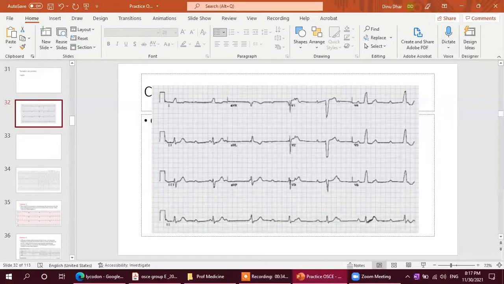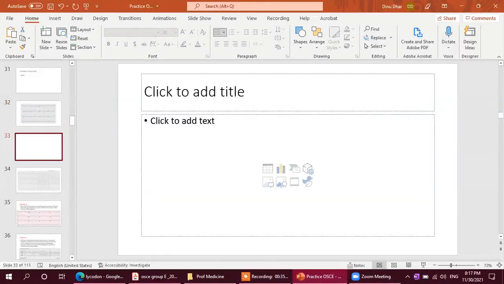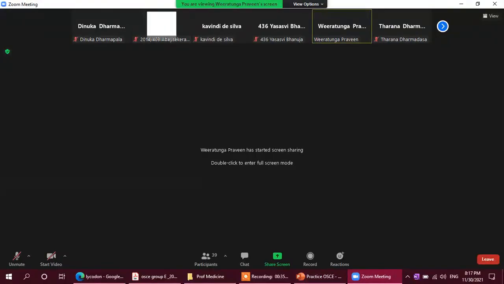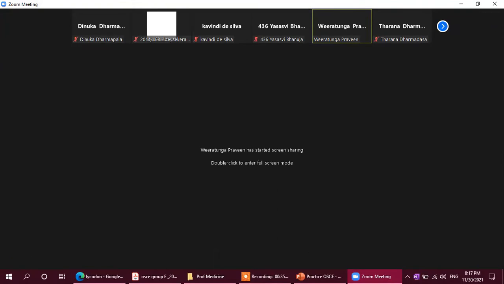Now the last type is a complete heart block. Complete heart block. Now in complete heart block, the main thing that you see on ECG is that there is no relationship between the P wave and the QRS complex. There is no relationship.